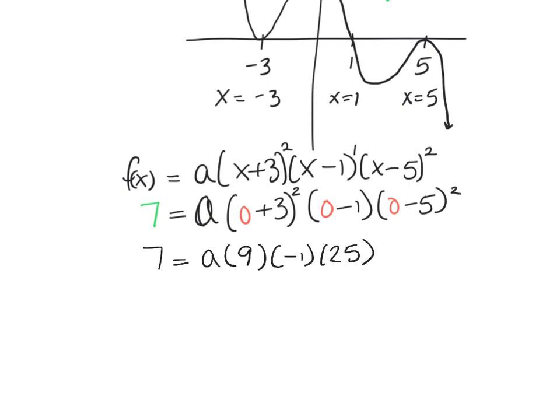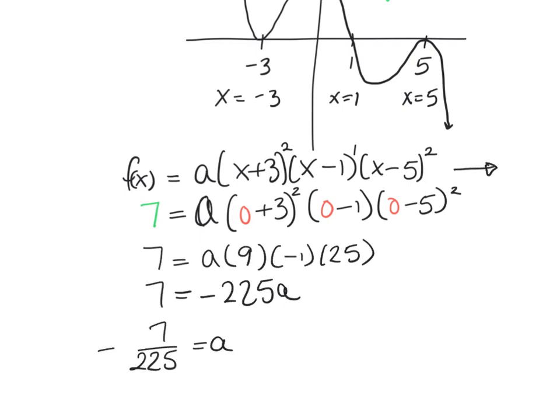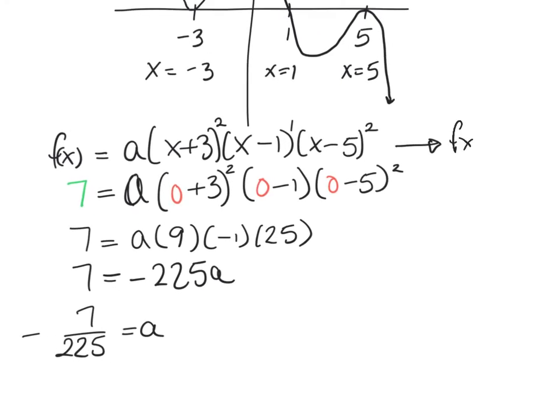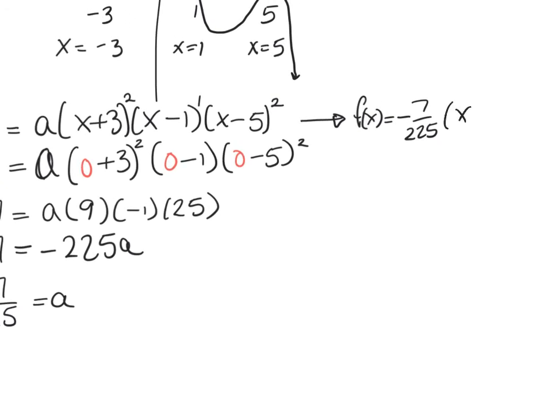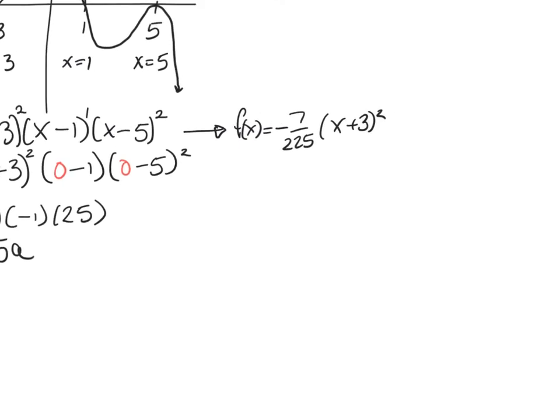Now what do we do now? So 9 multiplied by negative 1 is negative 9. Multiplied by 25 is negative 225. Now we divide 7 by negative 225. Okay, so once we've done that, I now know what my polynomial is. f of x is equal to negative 7 over 225, times (x plus 3) squared, times (x minus 1), times (x minus 5) squared. And that is my polynomial.